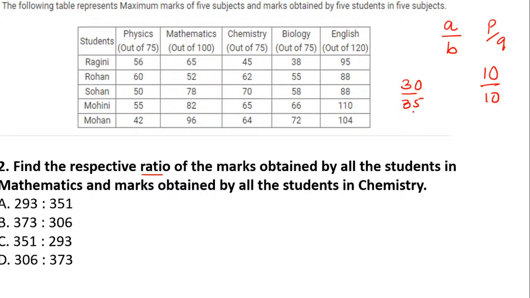So how am I going to solve this? The ratio of 30 and 35, we will calculate it by 5. 5 sixes are 30, 5 sevens are 35, so the ratio is 6 is to 7. These two dots are called "is to".